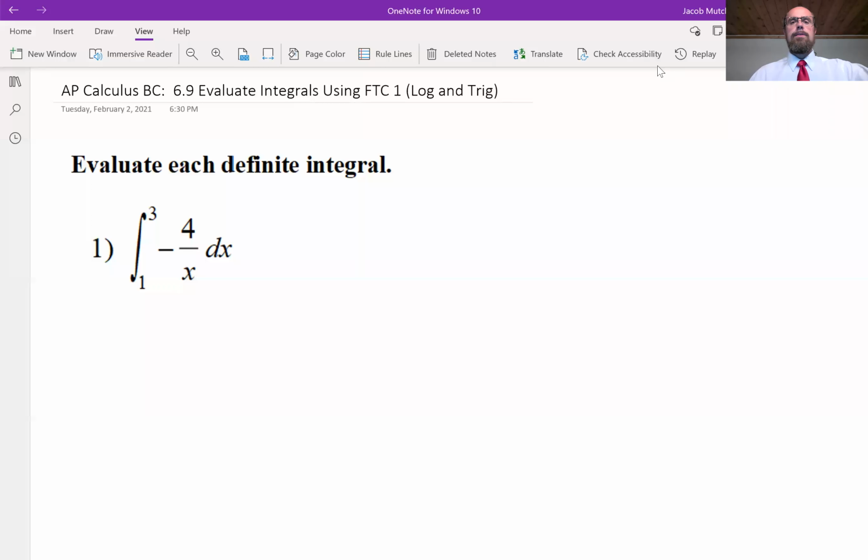Welcome to Calculus. Today we will investigate evaluating integrals using the fundamental theorem of Calculus 1 for logarithmic and trigonometric functions. Our first example is this definite integral from 1 to 3 of -4 over x dx. To keep in mind the fundamental theorem of calculus, let's give a restatement of it.